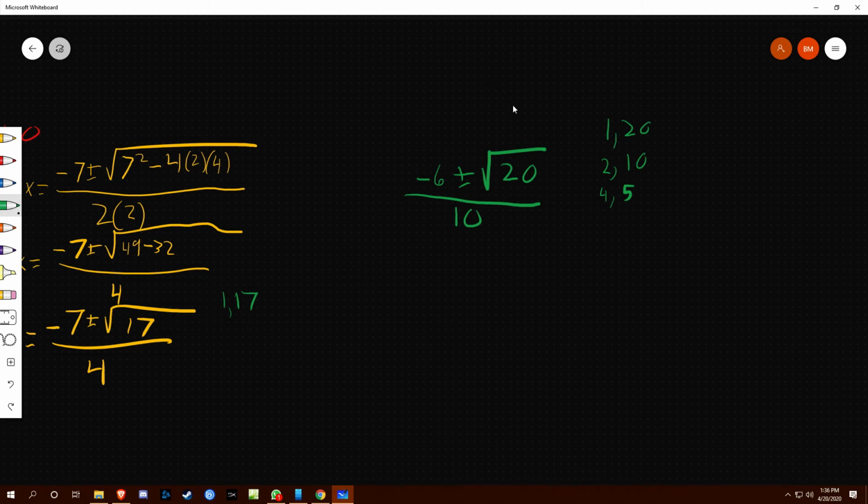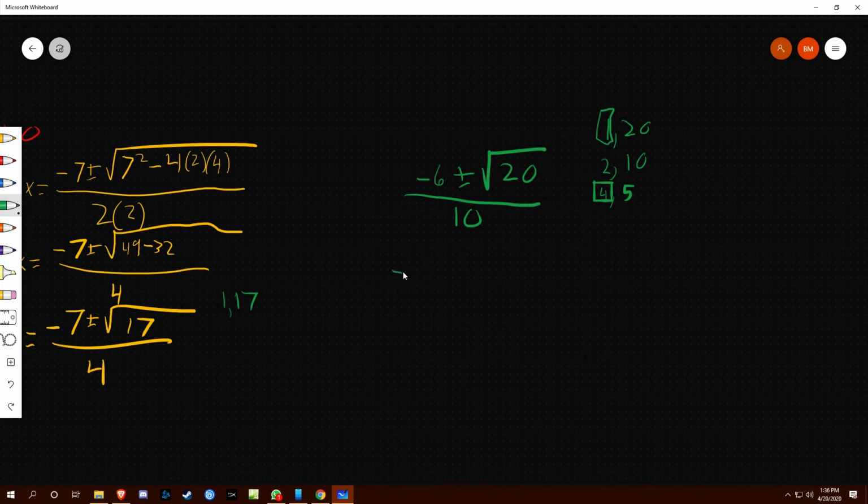And what we're looking for is a perfect square. So we know what our first amount of perfect squares are. 1 is a perfect square. 2 is not, 4 is a perfect square, 5 is not, 10 and 20 are not. So we have 1 and 4 as options. I'm going to go ahead and choose 4. I'm choosing the biggest. So I always look for the biggest perfect square.